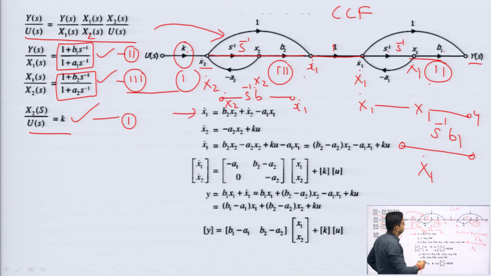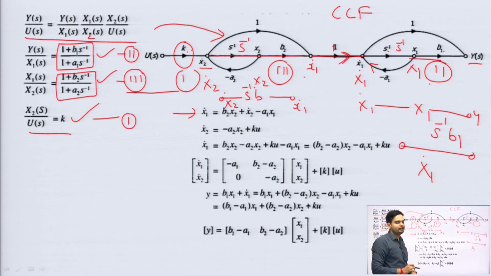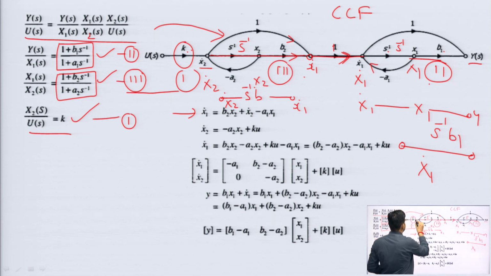So, x1 dot can be written as, if we observe this state diagram, it is equal to the signal coming from here and one signal coming from feedback. So, what is the value of the signal coming to this node that we have to see? x1 dot is one expression; this node is receiving signal from this part and this part, so it is a combination of two expressions.